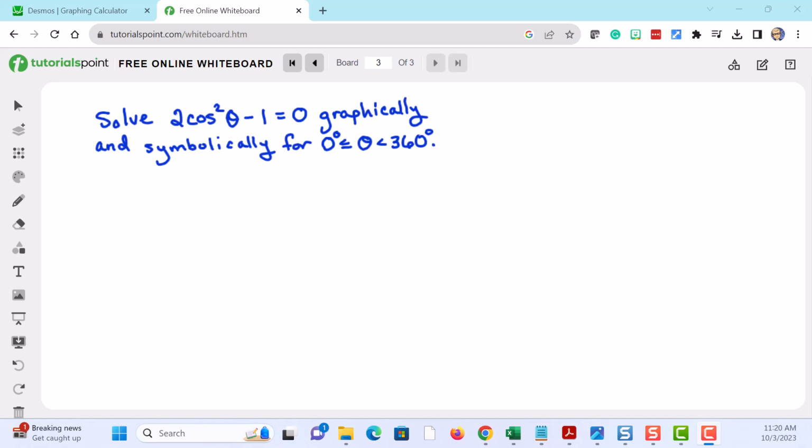In this video, our goal is to solve 2 cosine squared theta minus 1 equals 0 graphically and symbolically for theta between 0 and 360 degrees. So to solve the equation graphically, the idea is to let y1 equal the left-hand side of the equation and let y2 be equal to the right-hand side of the equation, and then determine the points of intersection for those two graphs. So to do that, we're going to use the Desmos graphing calculator.